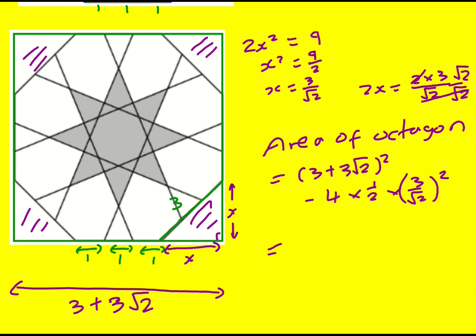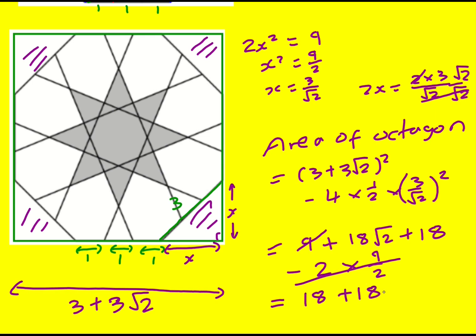Expand the bracket. You can see this is more complicated, it's got to be said, but it's still going to work out. 9 plus 3 times 3 root 2, 9 root 2, plus another one is 18 root 2. 3 root 2 times 3 root 2 is 3 times 3 times root 2 times root 2, so 9 times 2, so 18. Then I'm going to minus along the way, so 4 times a half is 2, so 2 times 9 over 2. This is just going to give 9, so these two are going to cancel, and we're left with 18 plus 18 root 2. I found the area of an octagon.